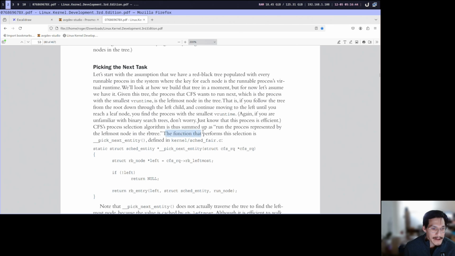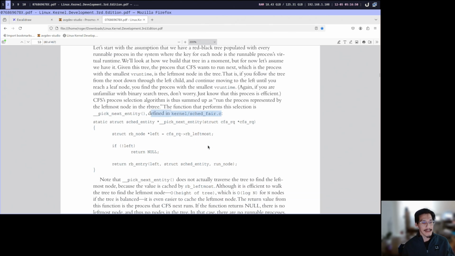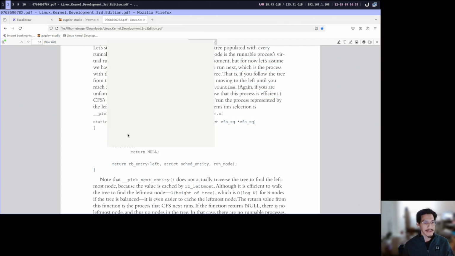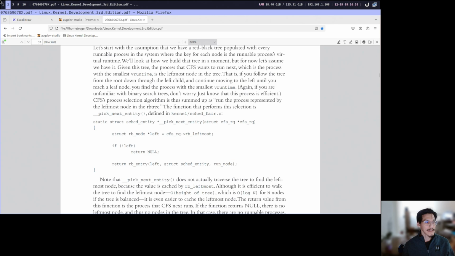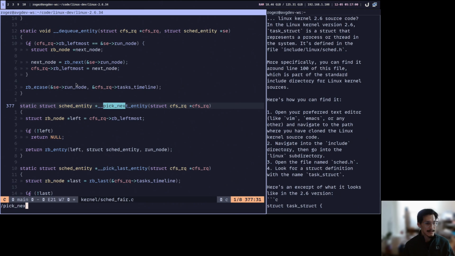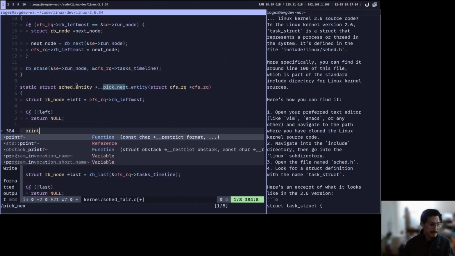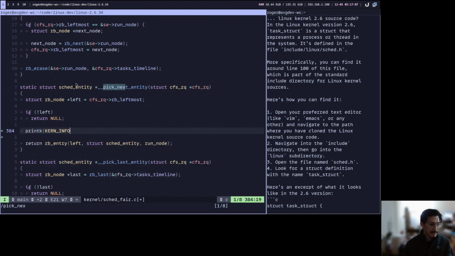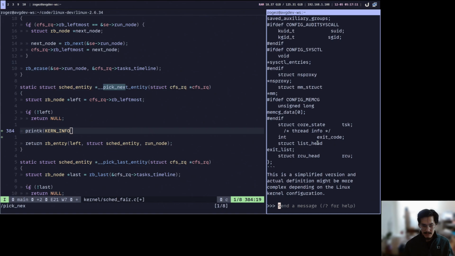Okay, so the function that performs the selection is called pick next entity, defined in kernel sched fair.c. Okay, so let's look at this little code snippet there. Okay, so I'm going to do something crazy. Let's do this. Pick next entity. So we have this here. Why don't we do printk KERN_INFO? Is it KERN_INFO? What are the options for printk?